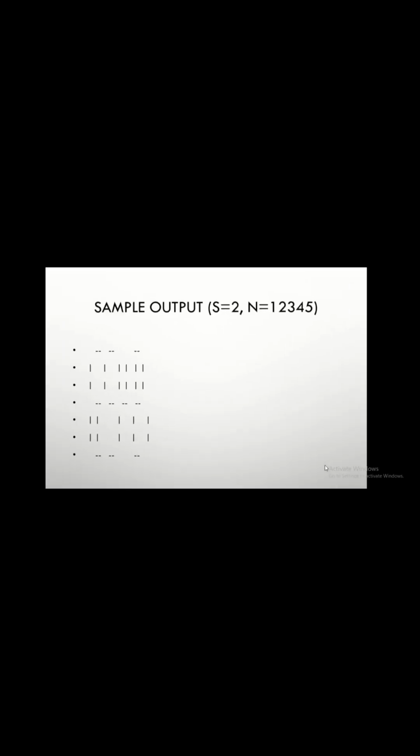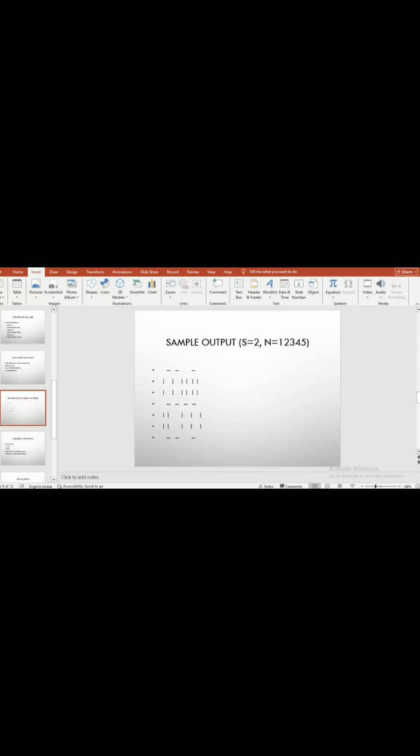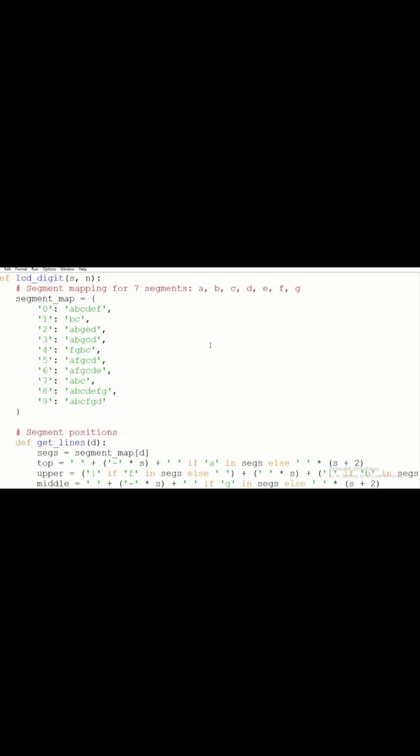The program runs in a loop, asking the user to input the digit size and the number to display. For example, if we enter 2, it will be displayed in the format of 2. Let's have an example first, then you will get an idea. Here you can see a width of 2 has been given and the numbers 1, 2, 3, 4, 5 have been displayed. Let's check the code first.